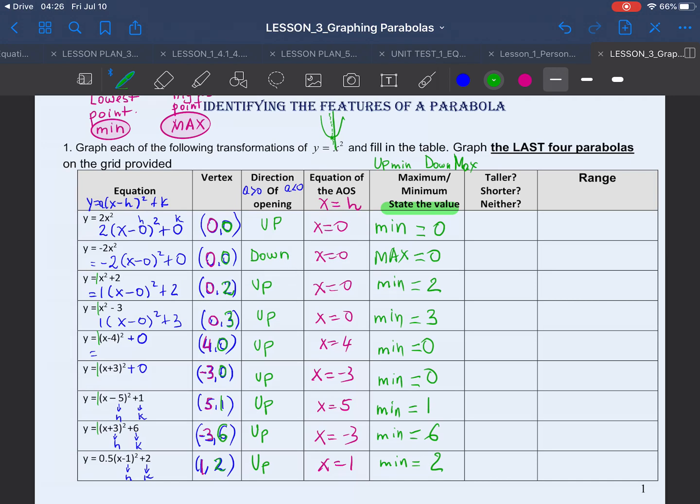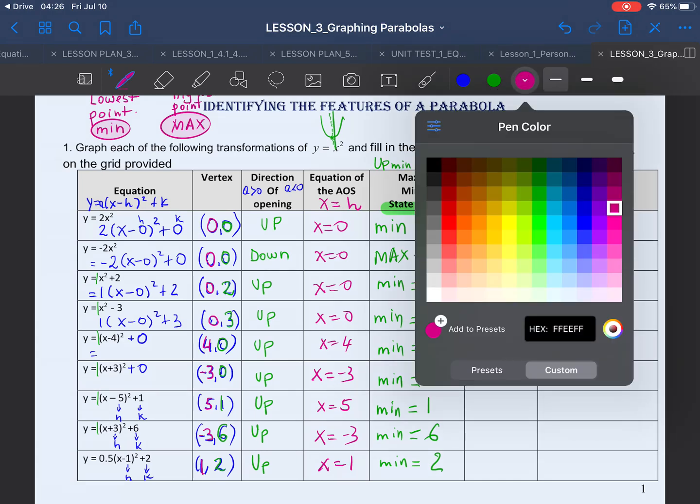Okay. The next thing we need to talk about is the stretch. Is a parabola shorter, taller, or neither? It hasn't changed. Now, when we make these comparisons or judgments, we always compare to the basic parabola x squared, right? Y equals x squared.